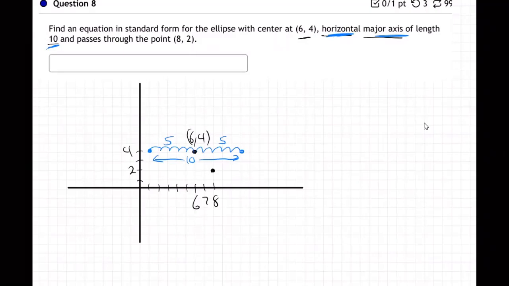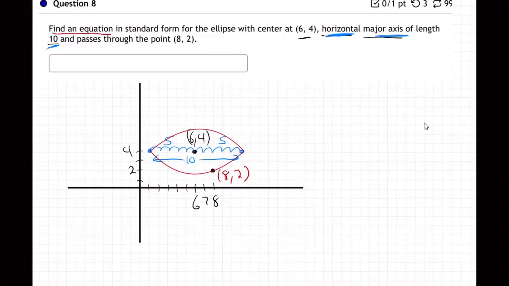So that means when we go to draw the ellipse, which I'm going to try to do now. Hey, that's not bad actually. Well, it looks more like an eyeball, but whatever. It sort of looks like that. That's sort of how the ellipse works. It goes through this point (8, 2), right? That's on the edge of it. And it has center (6, 4). And it goes right and left 5. And what do they want? They want us to find the equation.